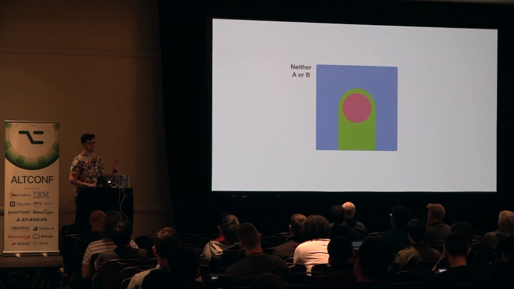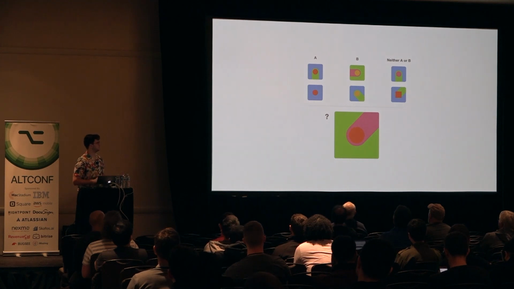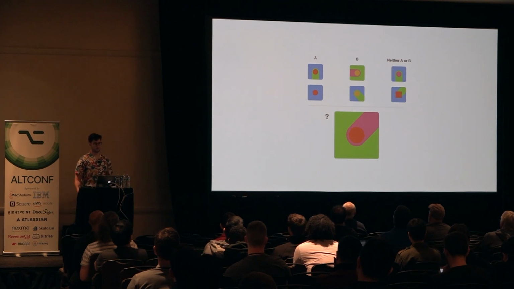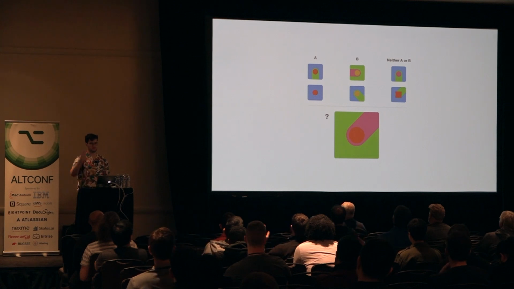And this one also isn't A or B. And then, so here's all the images again. What do you guys think that this question mark image is? Do you think it's A? Okay, 2 people, 3 people, 4.